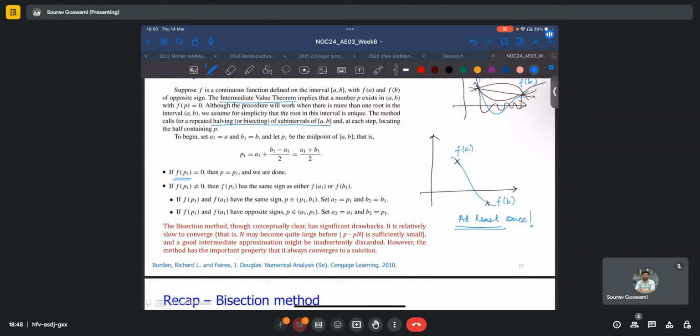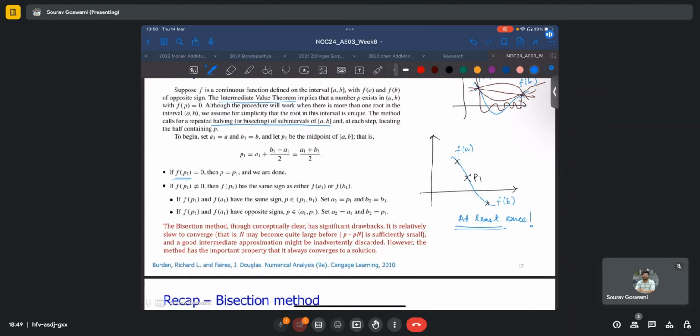But if it is not 0, which will usually be the case, because if it was so easy to find a root in the very first step itself, we would not have resorted to such numerical techniques. Then, say if p1 comes out to be here, the value of the function at p1 is again positive, so it is the same sign as f of a. Then what we'll do is set a equals p1 so that the discrepancy in signs is maintained.